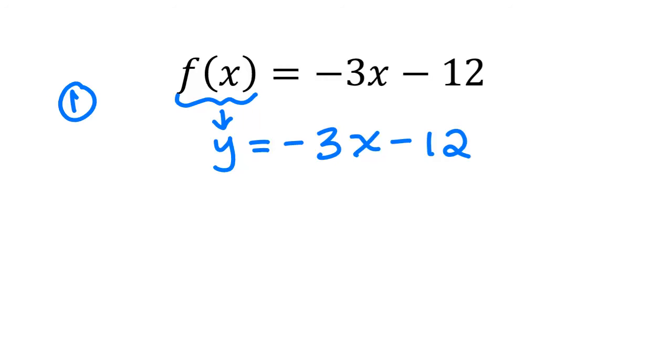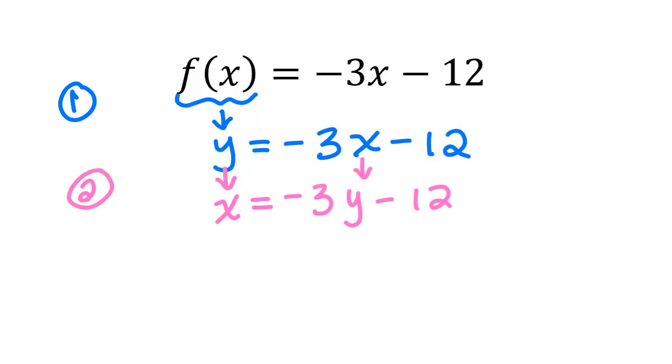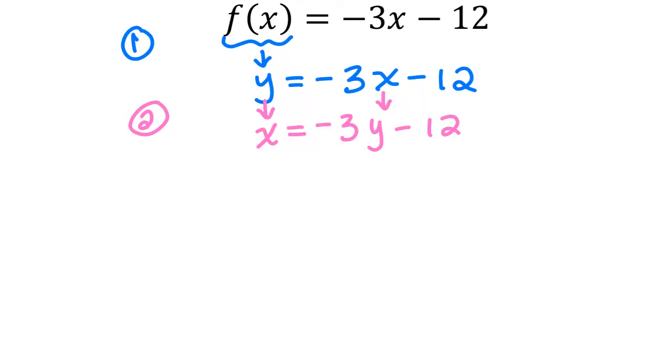All right, then my step number 2 says to switch the x and the y. So the y becomes an x, and everything else stays the same, so equals negative 3, and the x switches to y, minus 12. So in step 2, only the x and the y switch places. And then step 3 is when we start solving. So step 3 is to solve for the new y, okay?